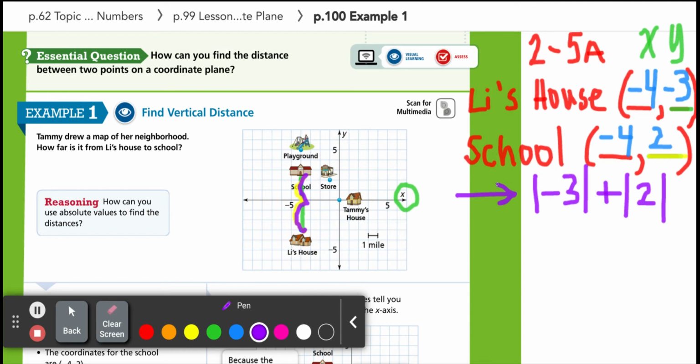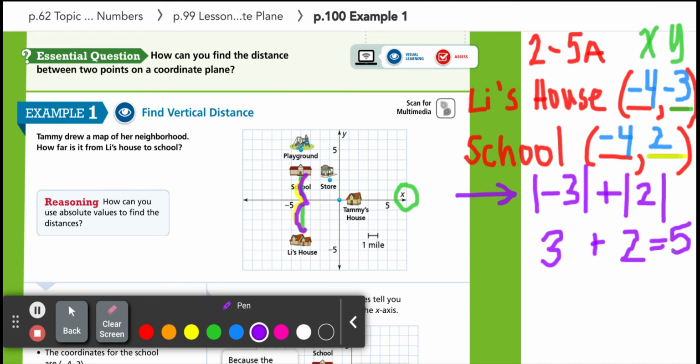So, what's the absolute value of -3? Remember, absolute value is always positive. So, the absolute value of -3 will be 3. I'm writing it right underneath it. Plus, bring down that plus sign. What's the absolute value of 2? Well, the absolute value of 2 is going to stay the same. It's always positive. So, now I have 3 plus 2. Okay, well, I could solve this. What's 3 plus 2? 3 plus 2 is 5.